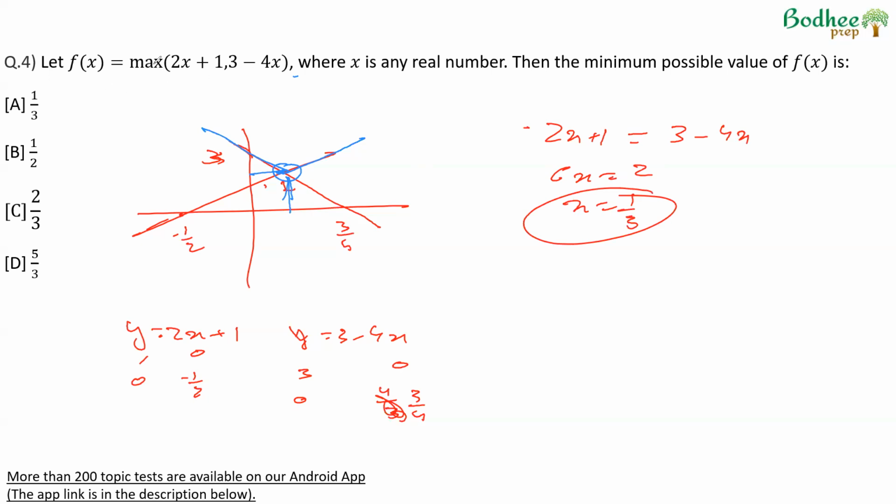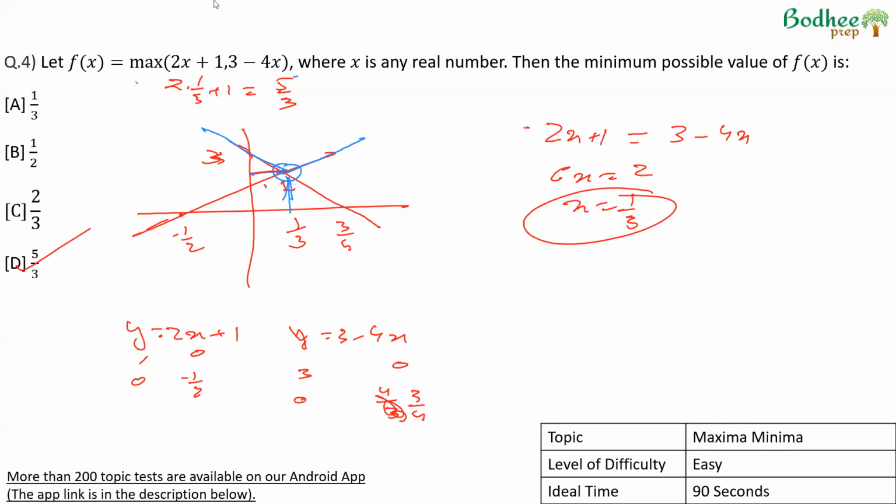Put that value in any of the equations. 2 into 1 by 3 plus 1, which will be 5 by 3. So the minimum possible value happens at x is equal to 1 by 3, and the value is nothing but 5 by 3. Option D becomes the answer. Easy question, standard format, not more than a minute and a half to solve.